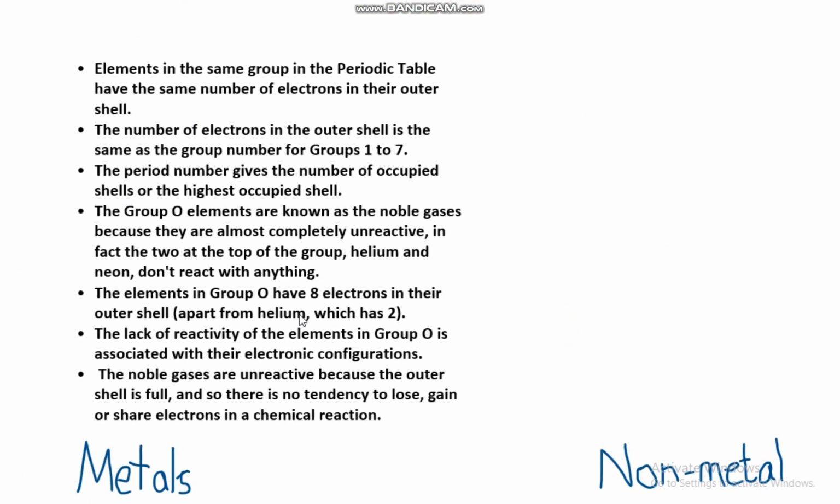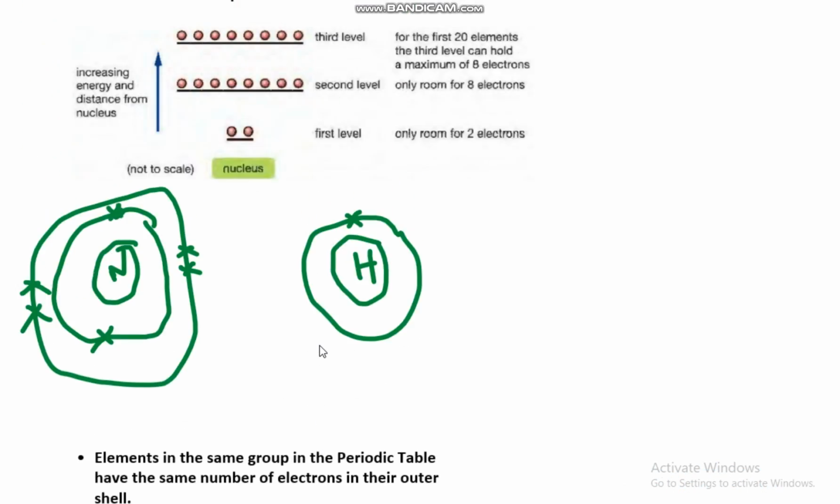Then we have elements in group 0, which are known as noble gases because they are almost completely unreactive. In fact, the two at the top of the group, helium and neon, don't react with anything. The elements in group 0 have 8 electrons in the outermost shell apart from helium, which has 2. The lack of reactivity of the elements in group 0 is associated with their electronic configuration, and noble gases are unreactive because the outer shell is full and there is no tendency to lose, gain or share electrons in chemical reactions.